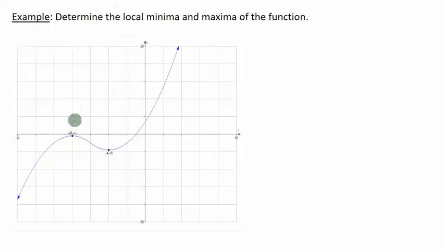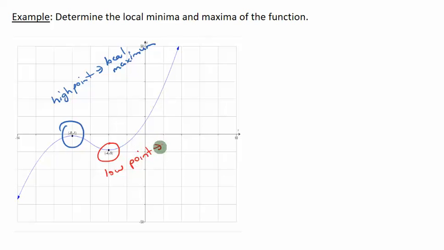Now in this particular function, here is a high point, which is a local maximum, and here is a low point which is a local minimum. See how easy that is? And you probably can't read those. This ordered pair is -8, -1, and this ordered pair is -4, -9. So don't think you can see those.